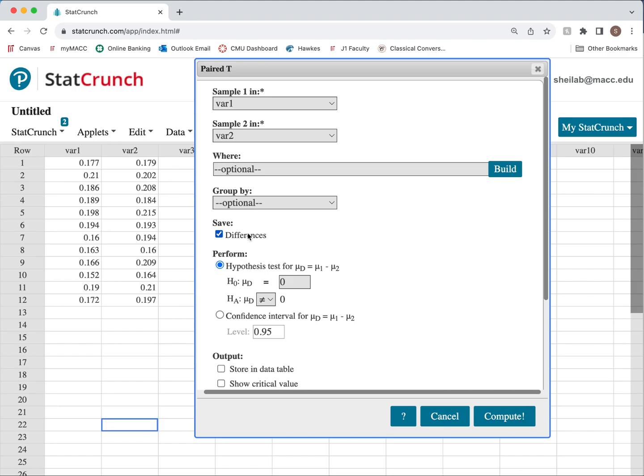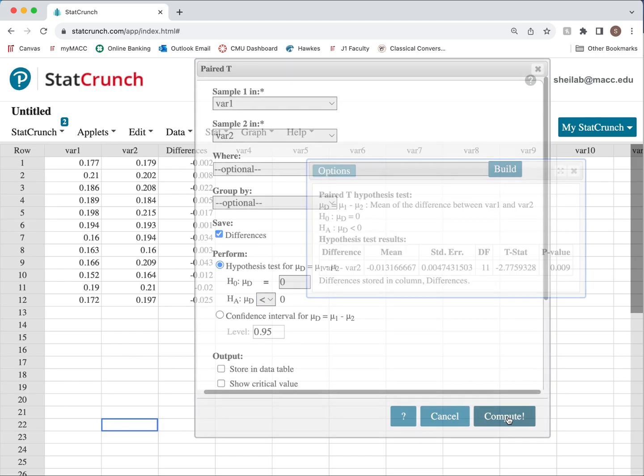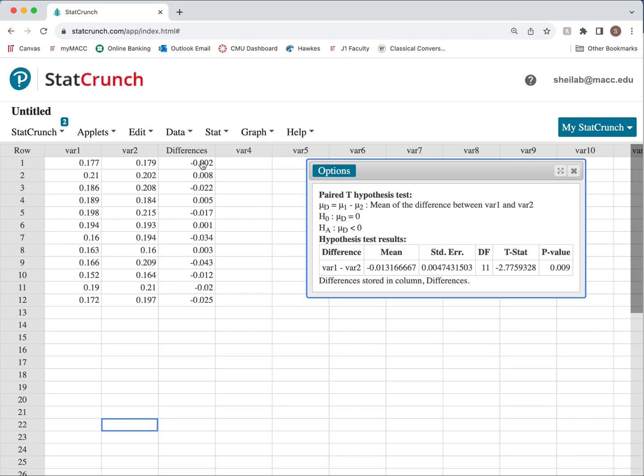I'm going to save my differences because I want to see what that looks like. And then here's my hypothesis testing. And I want it to be less than. Notice it's already set up as 0 because we're looking at our differences. And it even has a nice little setup here where I'm saying my differences are my first mean minus that second one of the values that I'm looking at. Okay, so compute. And here's the other thing I want to show to you. See this? I put that we're going to save the differences. So then we have those right there.